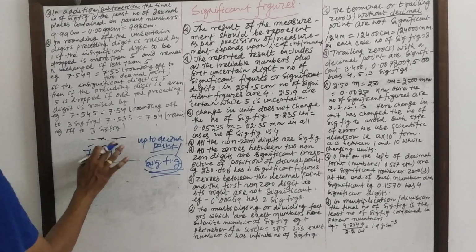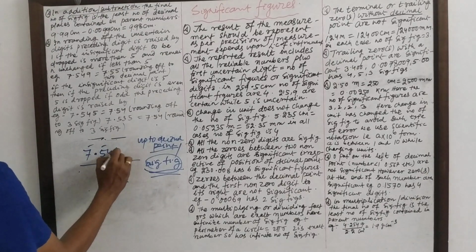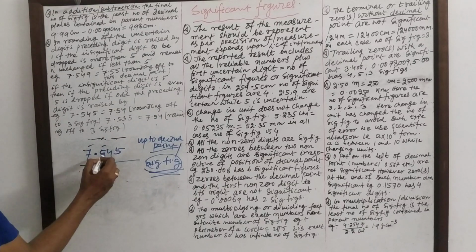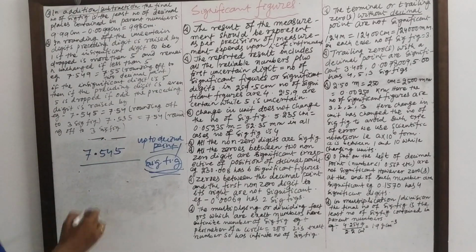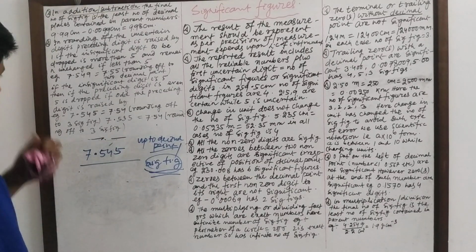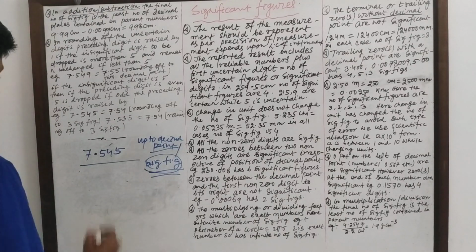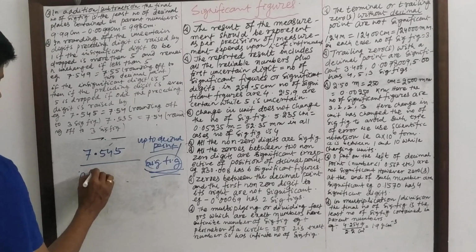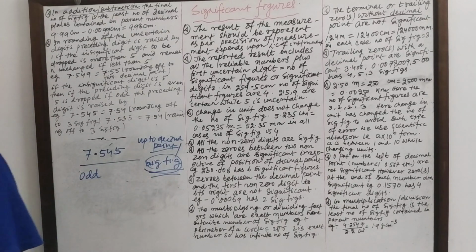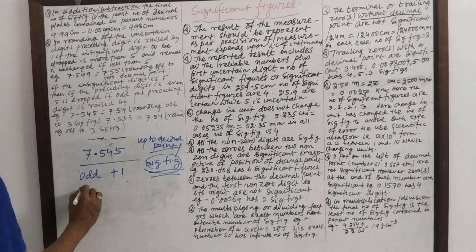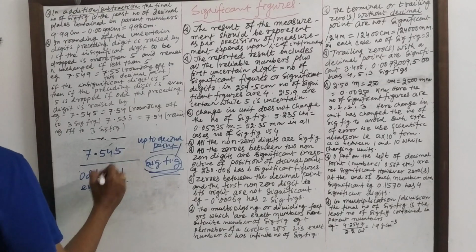Now, if the uncertain figure is 5, we have to look at the preceding number. If it is odd, then we have to add +1. If it is even, simply drop it.